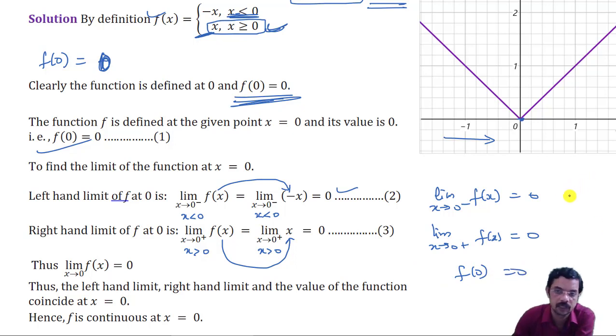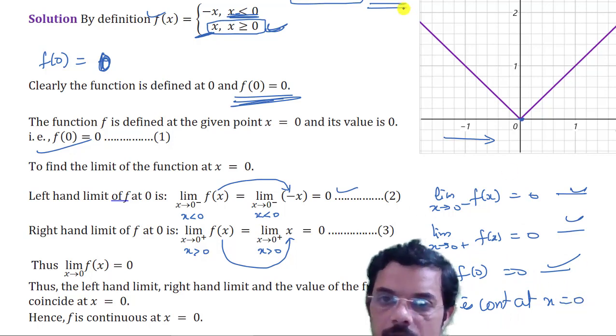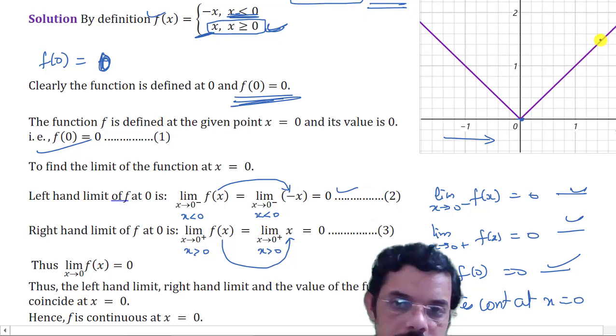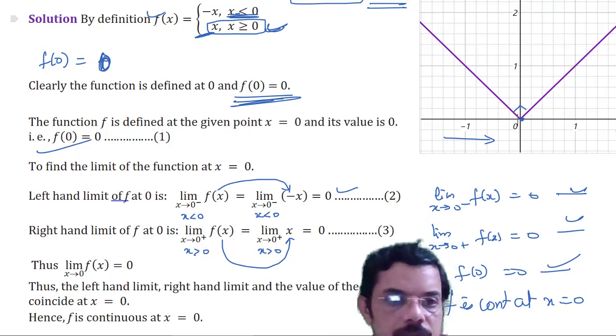So from the definition of continuity, f of 0 is defined, left hand limit is equal to 0, and right hand limit is equal to 0, which means it is left continuous and right continuous. So therefore f is continuous at x equal to 0. We can draw the graph continuously even when passing through 0. It forms a corner, but still we can draw the graph without lifting the pen. So f is continuous at x equal to 0.